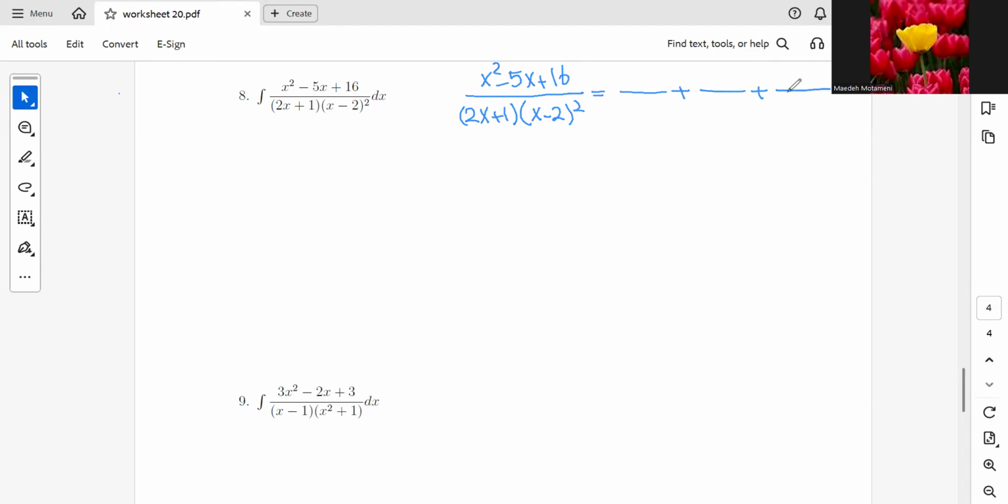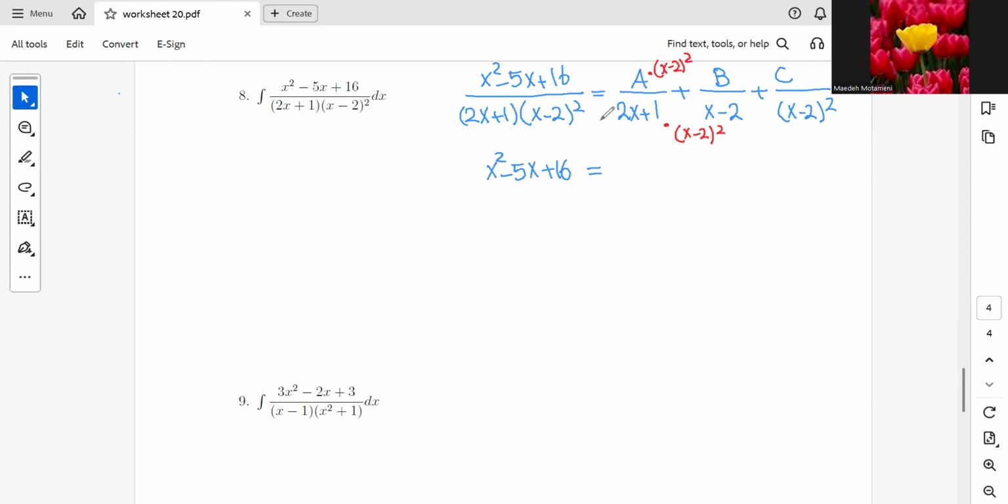3 fractions. The first one is for 2x plus 1. The second one, since we have the power 2 here, will be x minus 2 to the power 1. And the next one, x minus 2 to the power 2. And the numerators are a, b, and c. So in order to combine them, we would have x squared minus 5x plus 16 for the left side. And for the right side, we need to multiply the first one by x minus 2 squared and also the top.